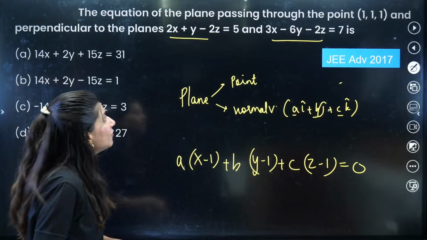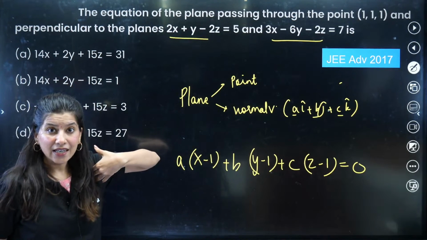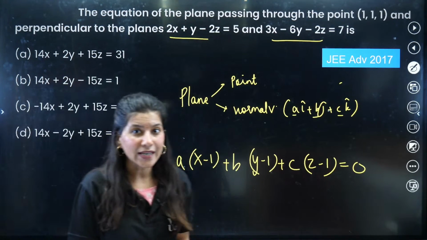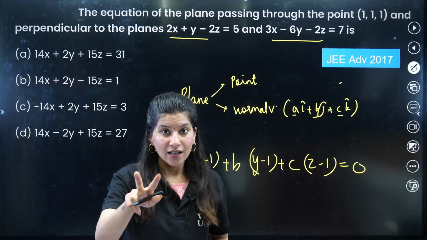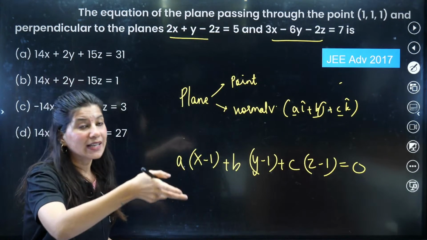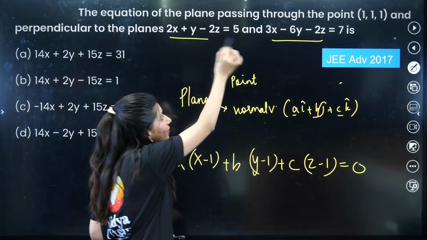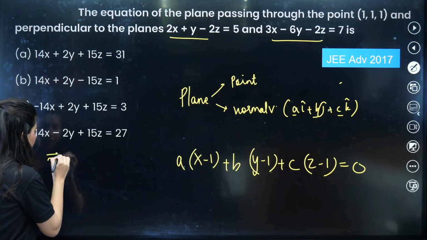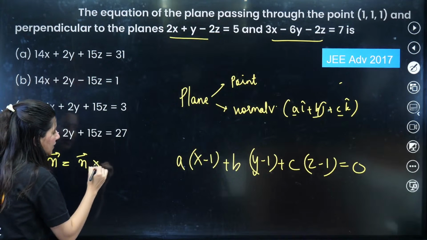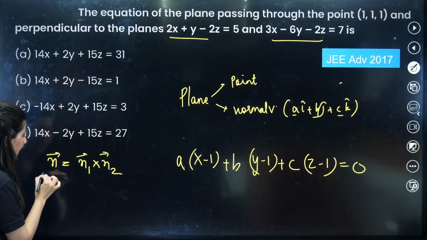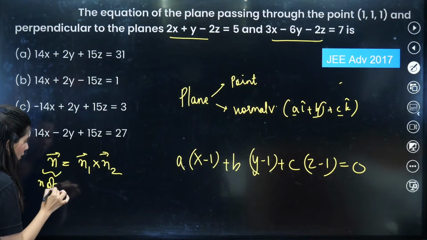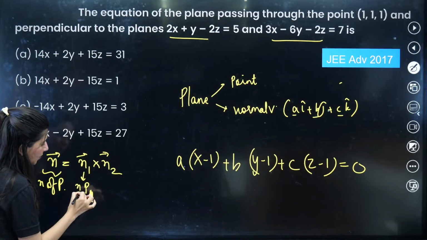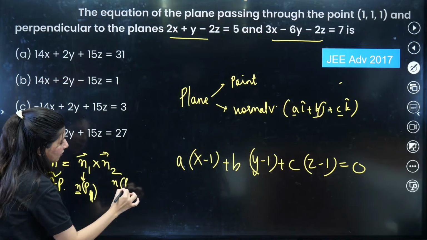Okay. So now another piece of information they are giving is that my plane is perpendicular to two given planes. Please note that point. If your plane is perpendicular to two planes, then to get the normal vector of your plane, you have to take the cross product of these two vectors. So n vector is nothing but n1 cross n2. What is n? Normal vector of plane P. What is n1? Normal vector of P1. And this is the normal vector of plane number 2.